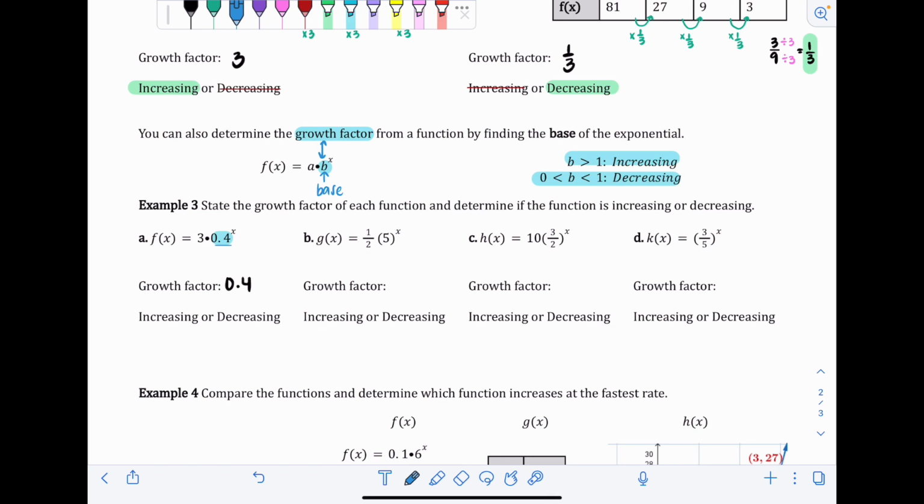And then to determine if it's increasing or decreasing, we have to decide, is that number greater than 1 or is it between 0 and 1? It's between 0 and 1, so it would be decreasing.